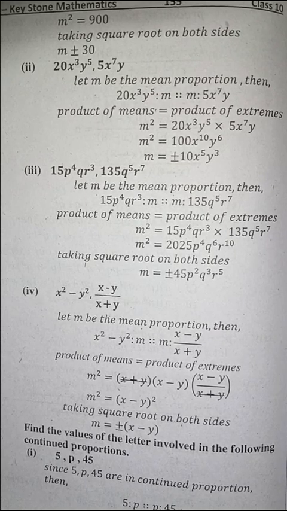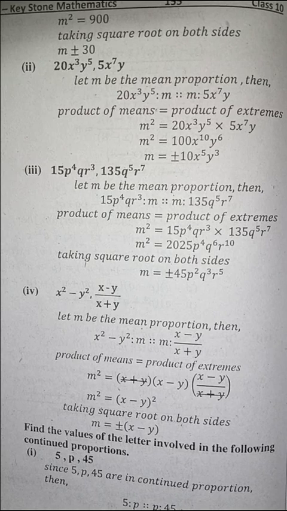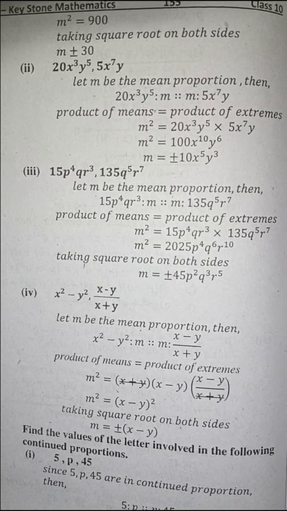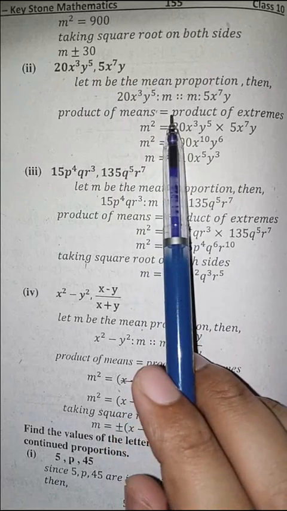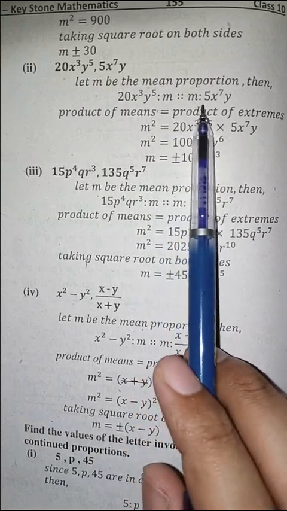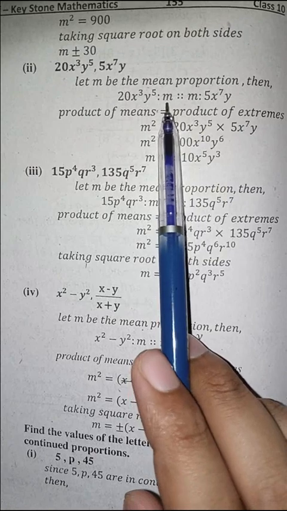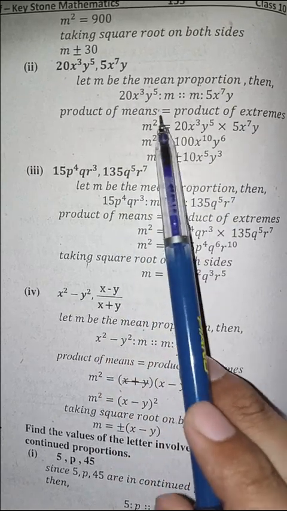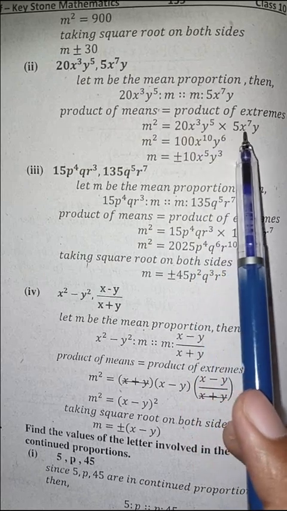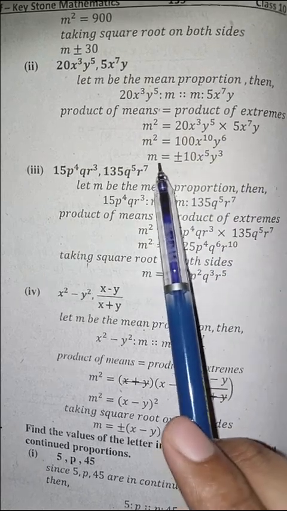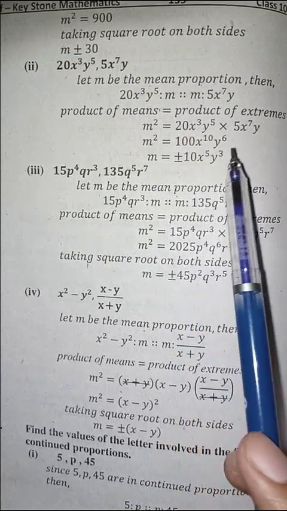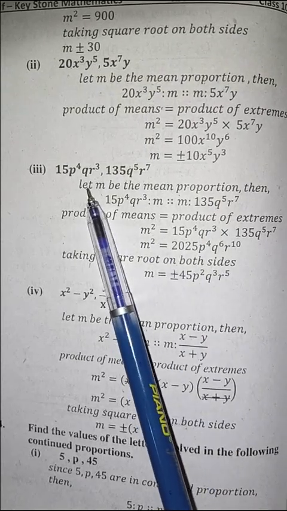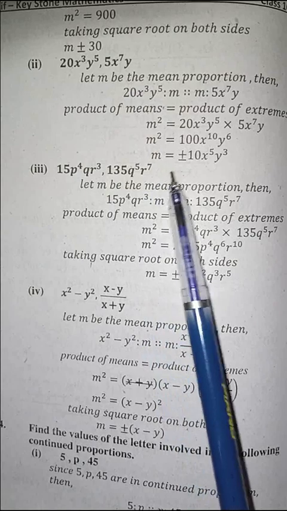So part 2 is 20x cube y5 and 5x 7 y. Again let m be the mean proportional, then 20x cube y5 ratio m proportion m ratio 5x 7 y. We know that product of means is equal to product of extremes. So we get m into m, m square, is equal to 20x cube y5 into 5x 7 y. We get m is equal to 10xy y cube. Got it?